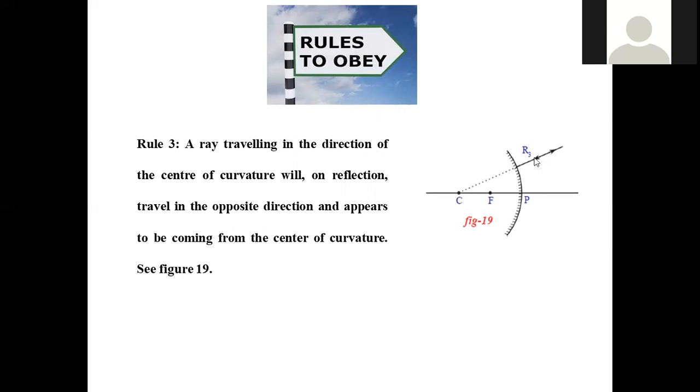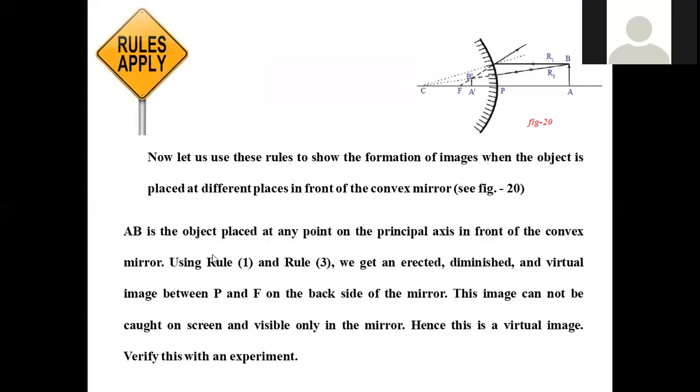In the same direction it is moving, in the same angle it is moving, but in the opposite direction. Initially it is moving in the forward direction. After bouncing at the mirror, again it moves in the opposite direction on the same path. So this is denoted as rule number 3. A ray traveling in the direction of the center of curvature will, on reflection, travel in the opposite direction and appear to be coming from the center of curvature. So it will be in the opposite direction. This is rule number 3.